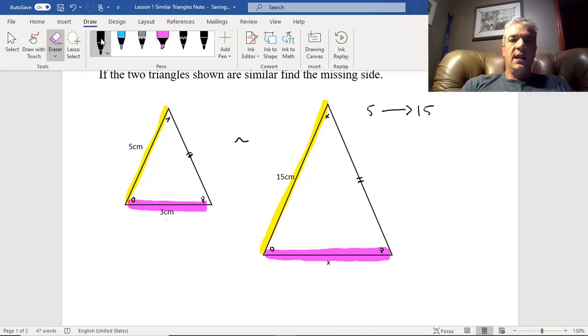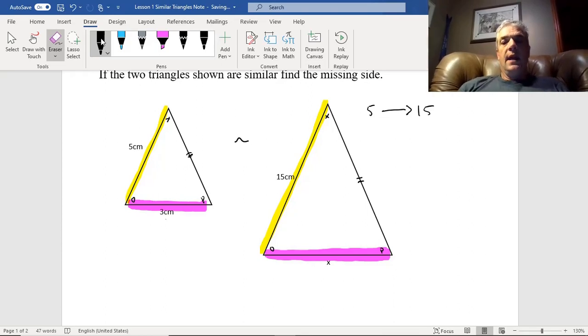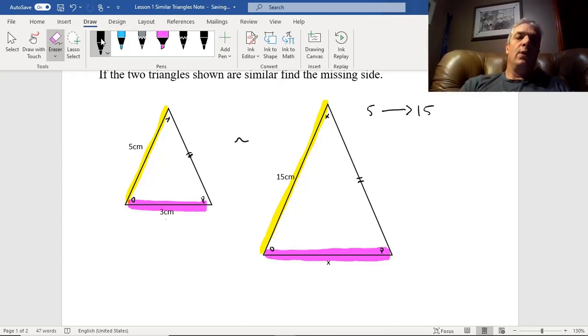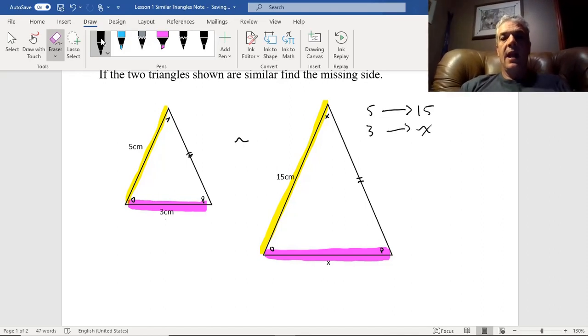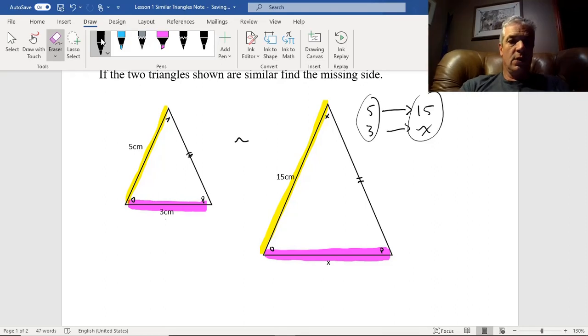5 goes to 15. And so we're taking the values from this triangle and we're saying they go to this triangle. That's what we know, what's given in both cases, okay? And then we're going to take 3 and we're going to go to x. It's really important that it be 3 goes to x and not x goes to 3. So these two and these two must be from the same triangles, okay? So the 5 and 3 are from this triangle, and the 15 and x are from this triangle.